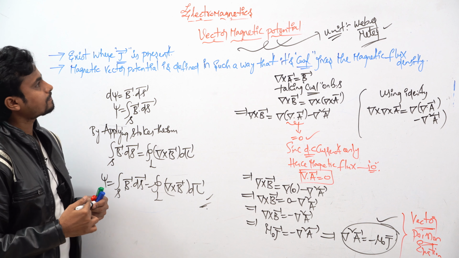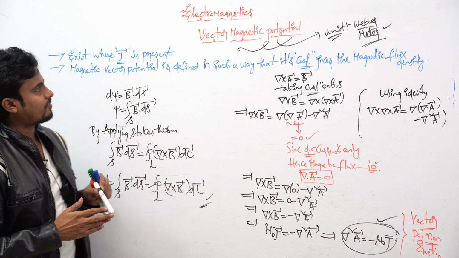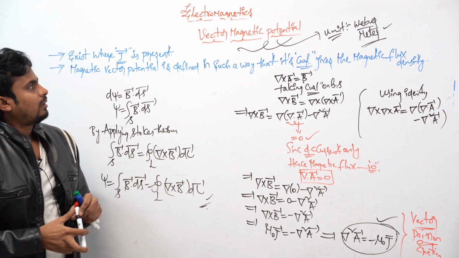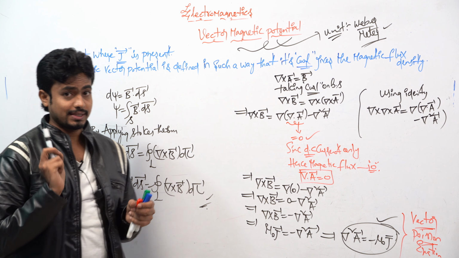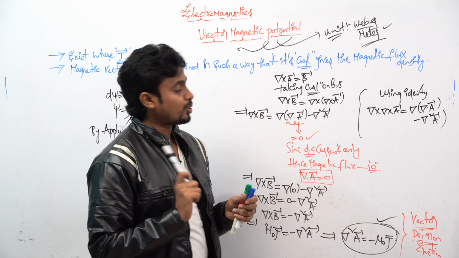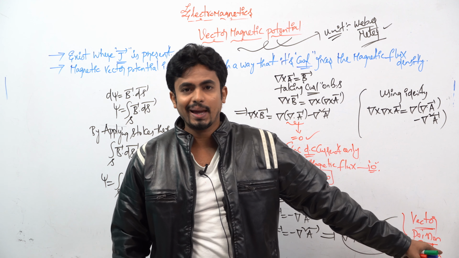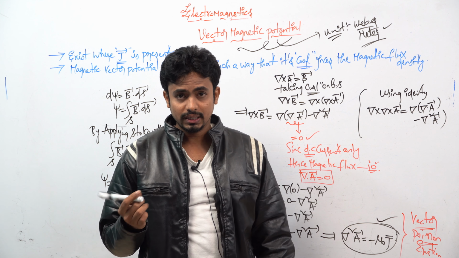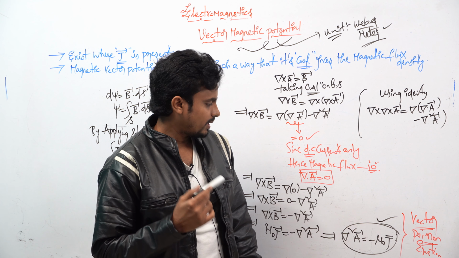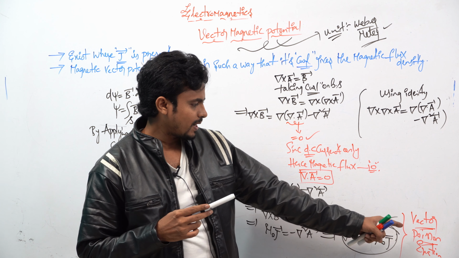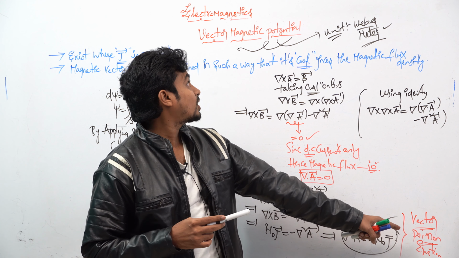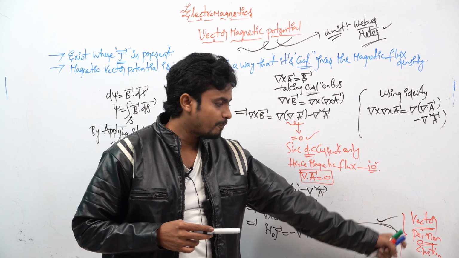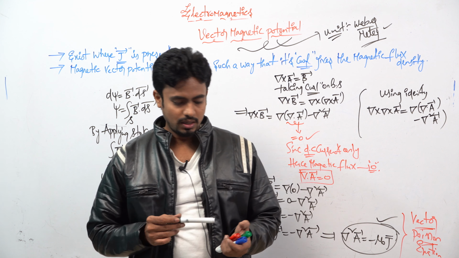Okay, this was the concept for the vector magnetic potential. But in the scalar magnetic potential, what do you have to find? You have to find your Laplacian equation, that is del square Vm equal to 0. But here you can see del square Vm, right? But for the vector magnetic potential, you will get your Poisson equation, right?